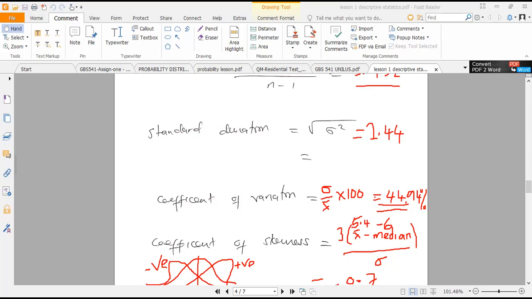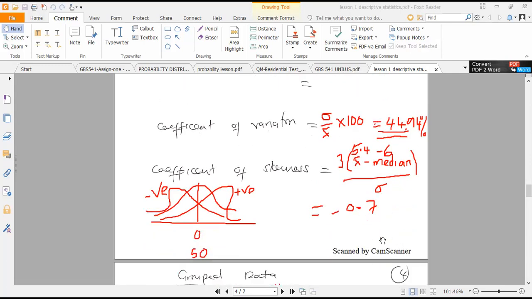Coefficient of skewness is simply 3 x bar minus median over standard deviation. So our x bar was already calculated as 5.4. Our median was 6, and our standard deviation is 2.44. So what we are getting is 0.7.